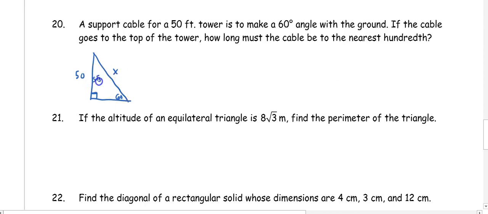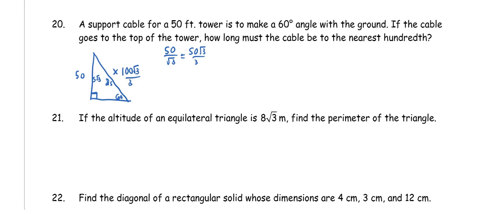So across from the 60 is the s root 3 side, and we want to find the 2s side. So first we need to do 50 divided by root 3. So we get 50 root 3 over 3 once we rationalize. And then we have to double it, so that means that x is going to be 100 root 3 over 3. And rounding to the nearest hundredth, we can just put all of that into the calculator. So 100 root 3 divided by 3 would get us 57.74 feet.